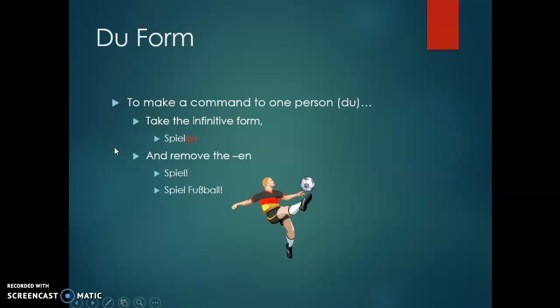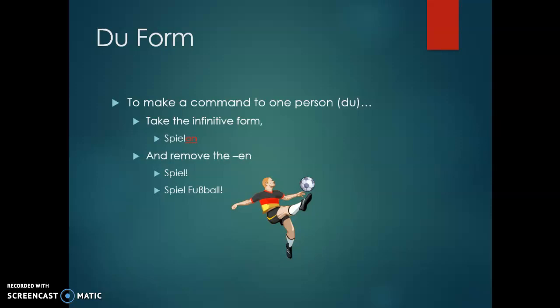So the du form, that's a command form that you use when you are telling one person to do something. So you're telling one person, do this thing, do this, do that, and it's for one person. Now, this form is pretty simple. All you have to do is take your verb, whatever the action is in your command. So in this case, let's take the verb spielen, to play. You take that infinitive form, you take off the en, and that's your command form. And then you put everything else after that.